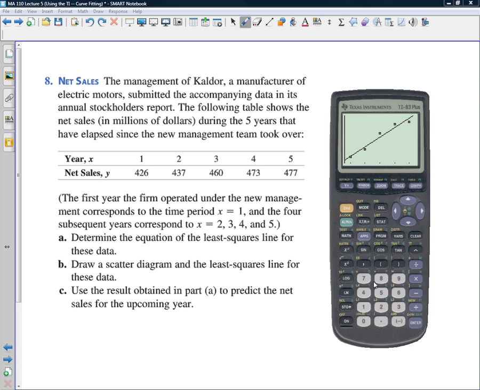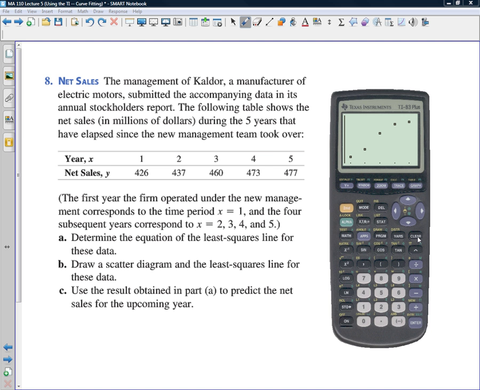You will get the 5 points plotted. At this point, you would not have gotten the line. I rehearsed this exercise and did it once already. Let me remove the line by going to the Y equals key and clearing that out, and now you see the 5 points without the line.